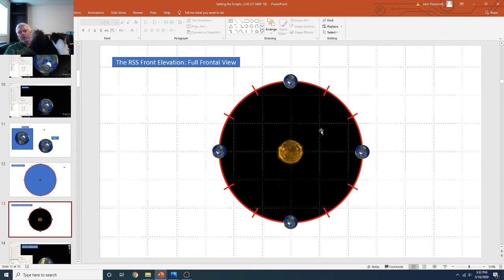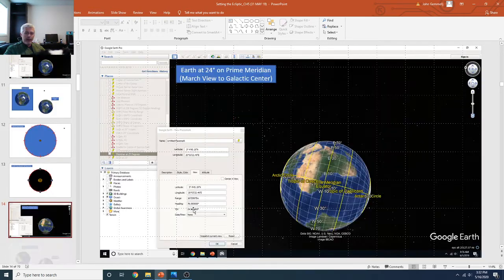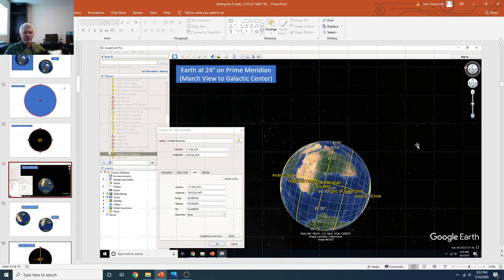Okay, this is a better picture. I found a much better photograph of the sun and put it right there. And then I decided to go ahead and put the Earth around the sun, oriented in terms of where Greenland would be. All right, then I'm coming down here. I know, isn't this great? It's so boring. Okay, that's just to really confuse everybody. Earth at 24 degrees on a prime meridian, March view to galactic center.